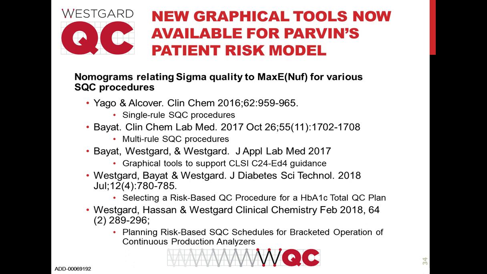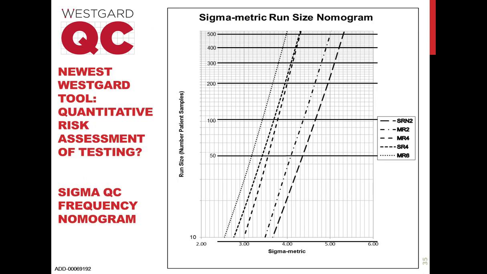In the last few years, some papers have come out that have converted these risk curves and the mathematical approach into a simple visual tool. So rather than make you learn how to calculate the max and plot your own risk curve, what we've done is transform that so that you're going to have, like the method decision chart, a simple visual assessment tool. And that visual assessment tool we call the Six Sigma QC Frequency Nomogram.